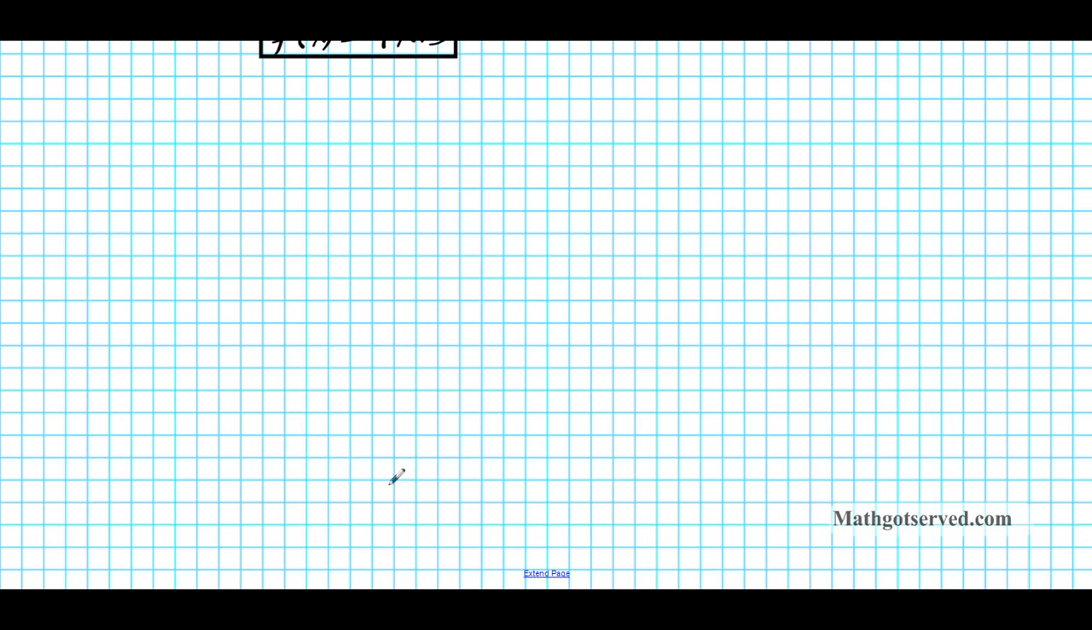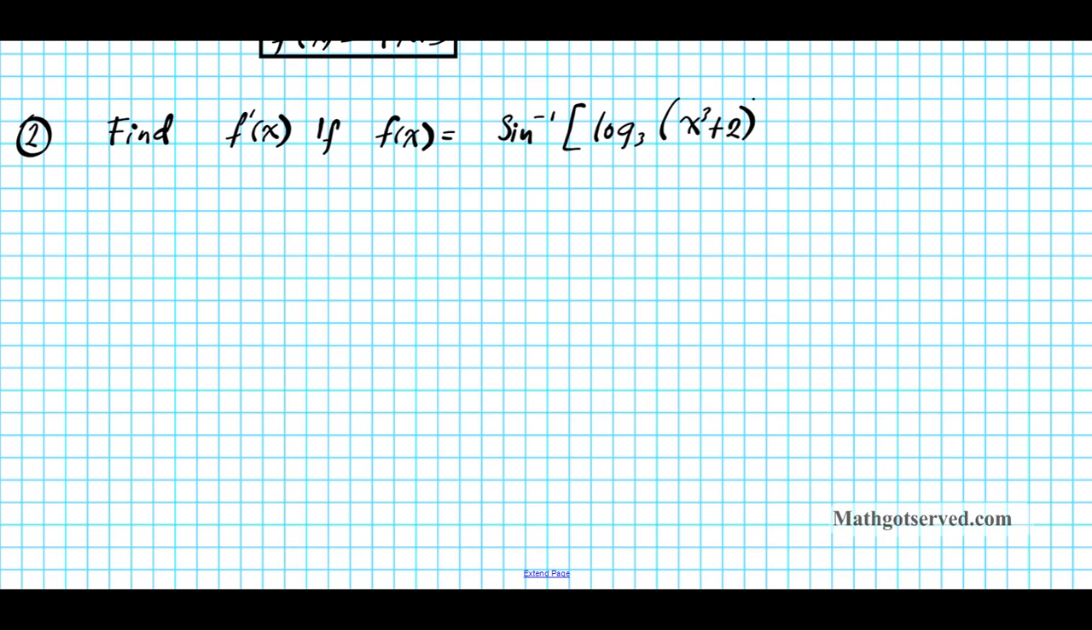All right, so for problem 2, we are to find f prime of x if f of x is equal to the inverse sine of log base 3 of x to the third plus 2, that entire expression divided by cosecant of 4 raised to the x to the third power.